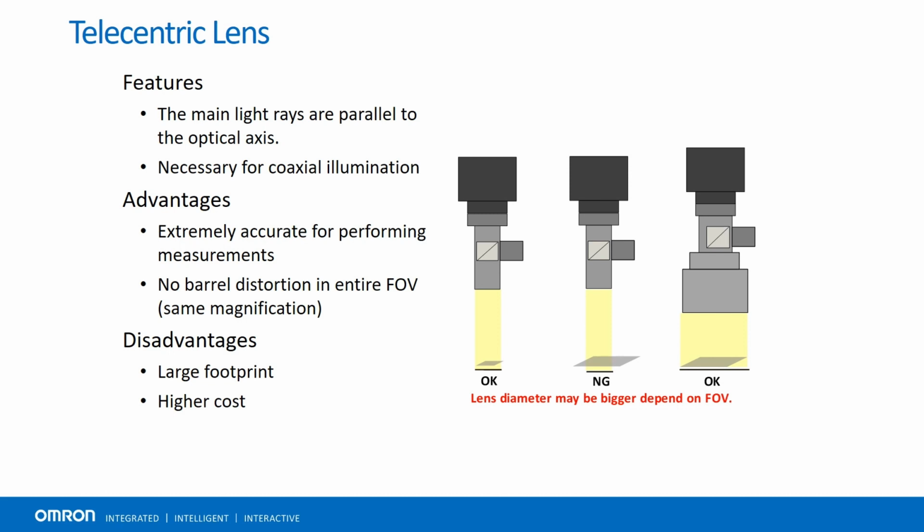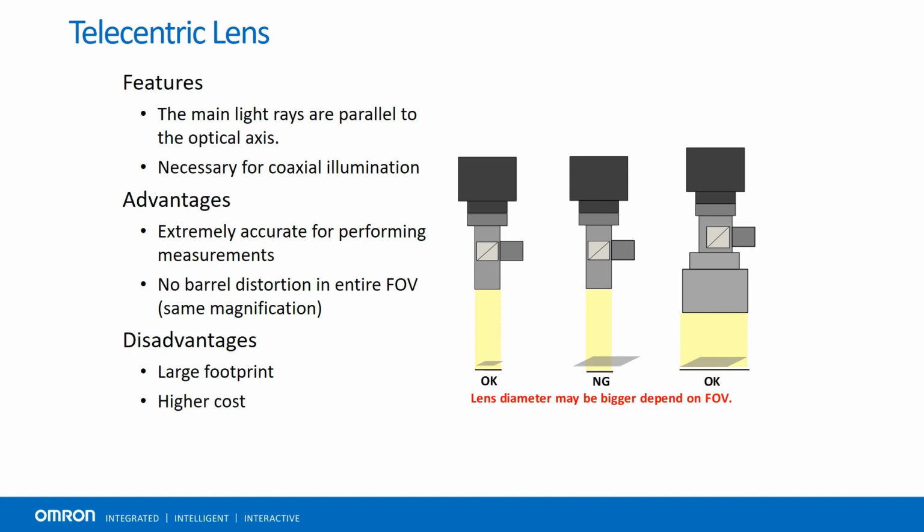As the size of the lens must be larger than the field of view, the footprint of this lens is very large and requires a large working distance. However, no barrel distortion is present due to the lens being the actual size of the field of view. Telecentric lenses are among the highest cost and highest value and are primarily designed for mission-critical applications such as aerospace and military.